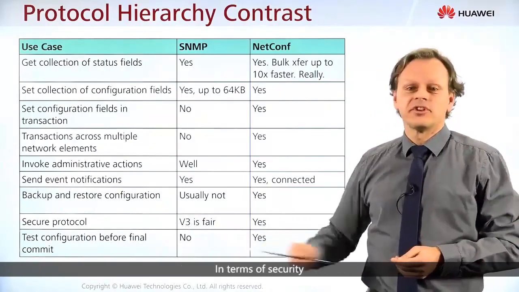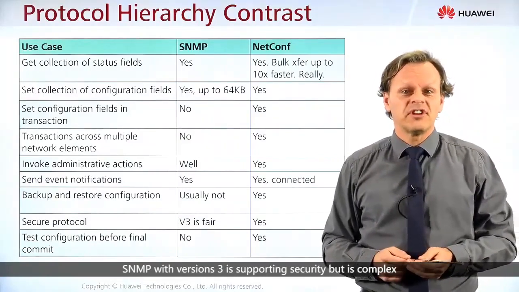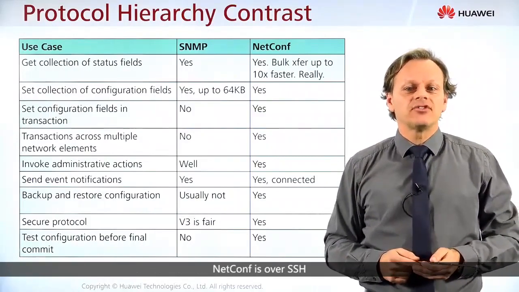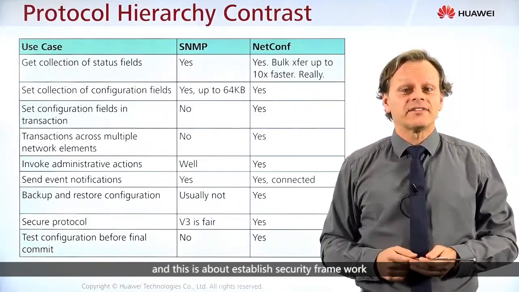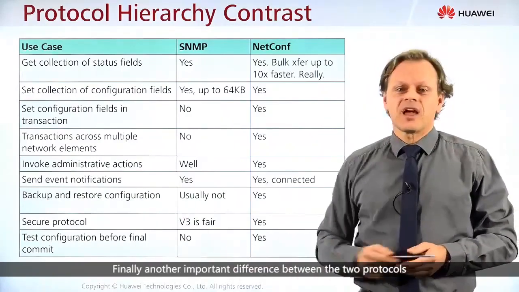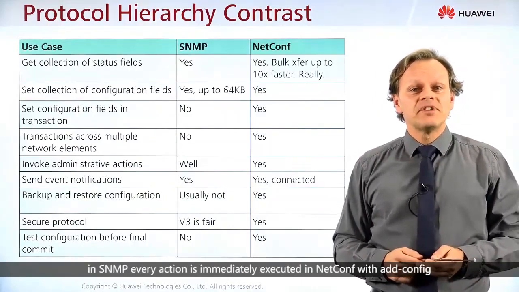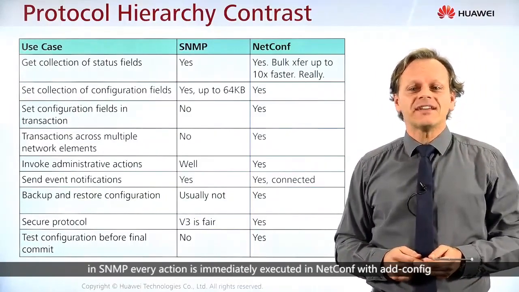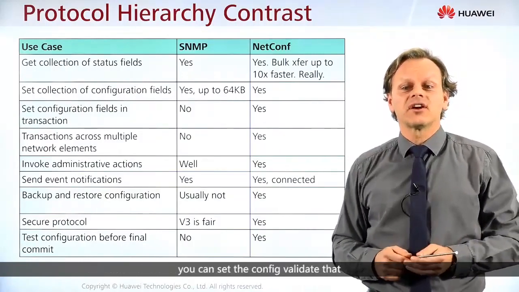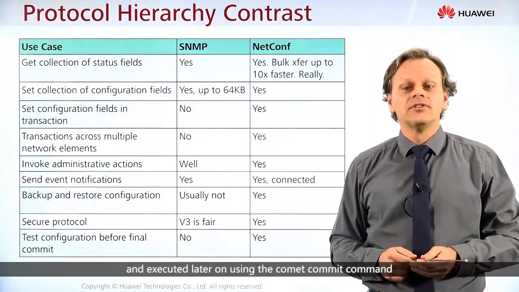In terms of security, SNMP with version 3 is supporting security, but it's complex. Netconf runs over SSH, and this is a well-established security framework. Finally, another important difference between the two protocols. In SNMP, every action is immediately executed. In Netconf, with edit-config, you can set a config, validate that, and execute it later on using the commit command.